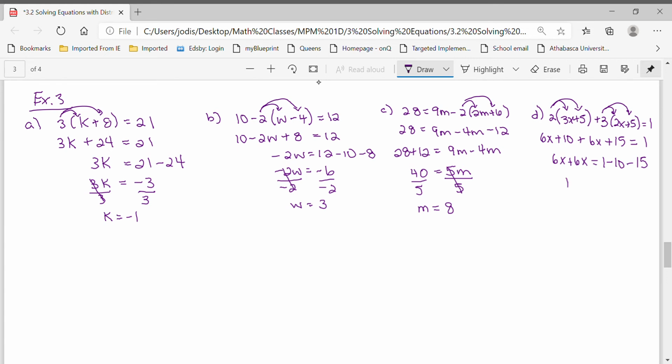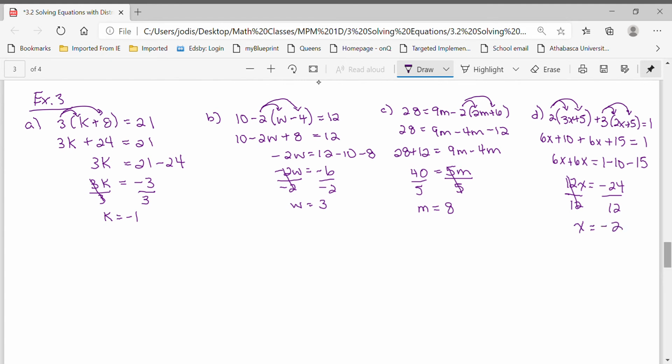All right, now let's simplify. So we've got 6x and 6x is 12x. 1 minus 10 minus 15 is negative 24. And now the last thing we can do is isolate for that variable. So again, opposite operation for multiplying is dividing. Divide both sides by 12 and we get -2.